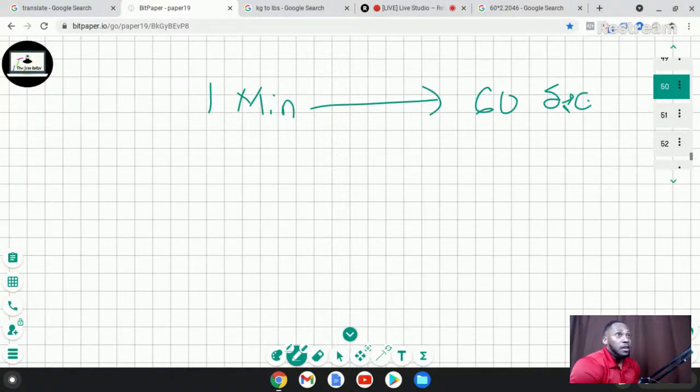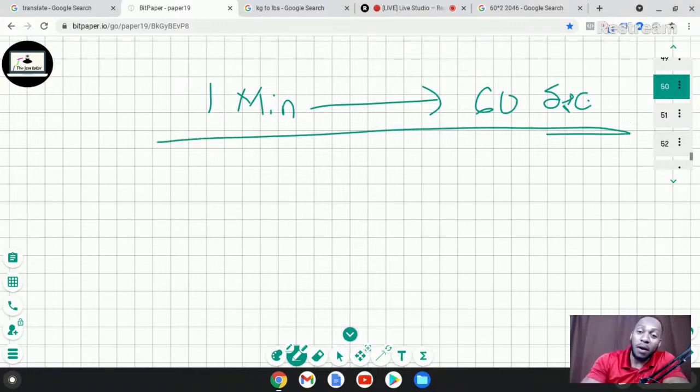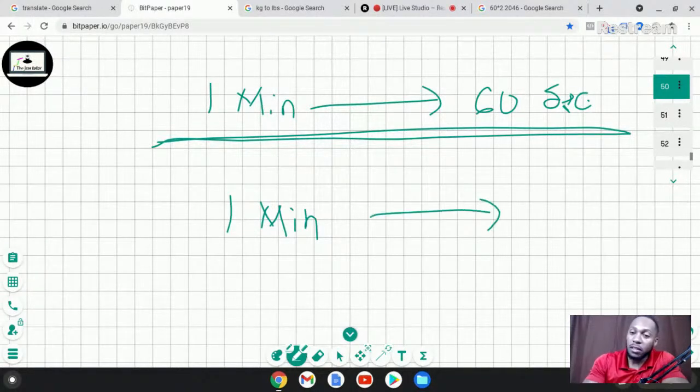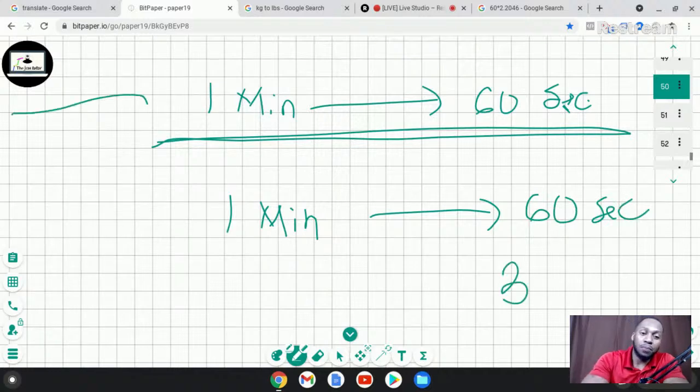Now, let's say they give us 360 seconds, and they ask us how many minutes we have in 360 seconds. Same thing that we're going to do: we start with the relationship that we know. 1 minute is equivalent to 60 seconds.